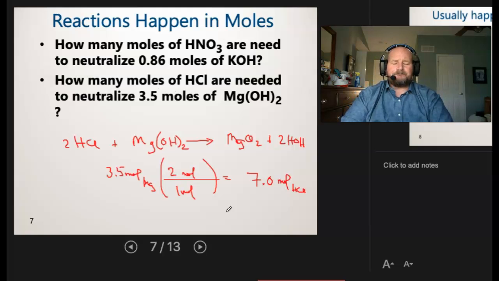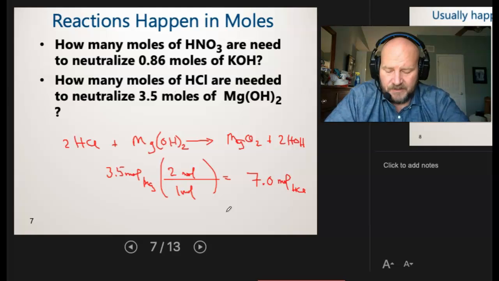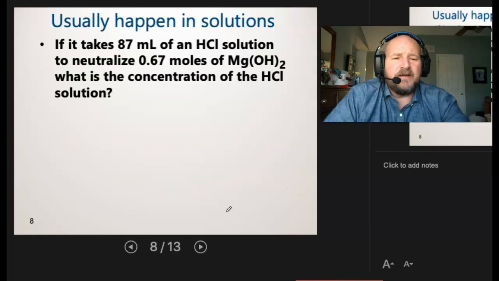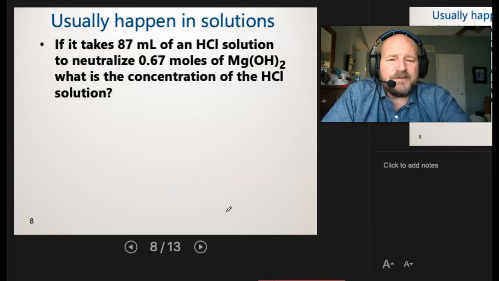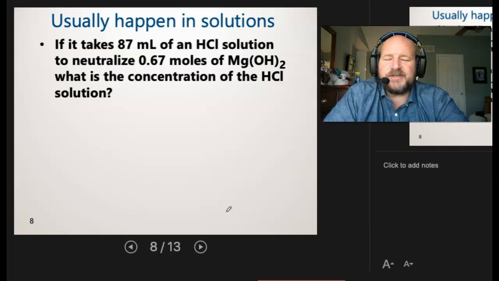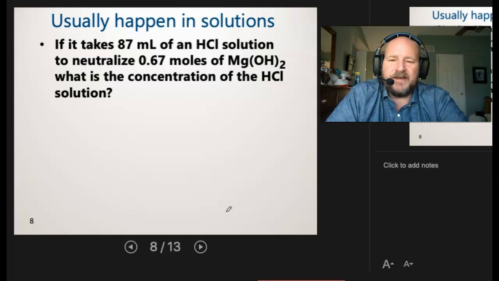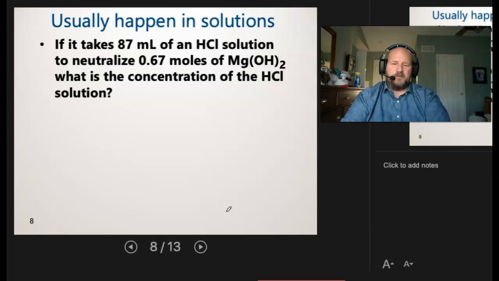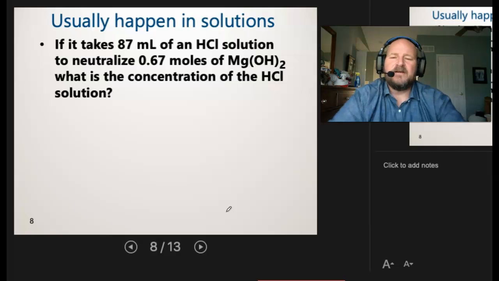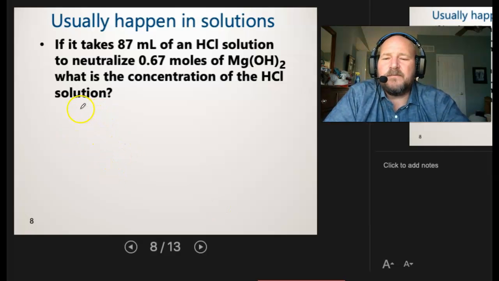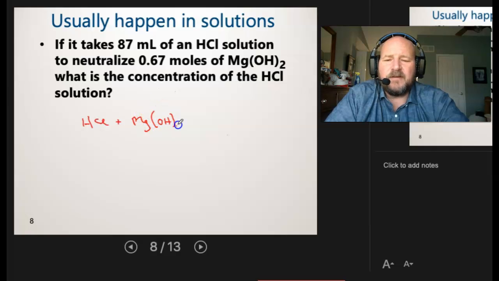All right. So again, that probably felt very familiar to previous chapters. And of course, we don't usually stop at moles. Typically, we're doing these things in solutions. So now we're going to rephrase a little bit. If it takes 87 milliliters of an HCl solution to neutralize 0.67 moles of magnesium hydroxide, what is the concentration of the HCl? So we have HCl plus magnesium hydroxide. And again, you might want to pause this, go ahead and try to work through the problem, come back to it and see how you did.